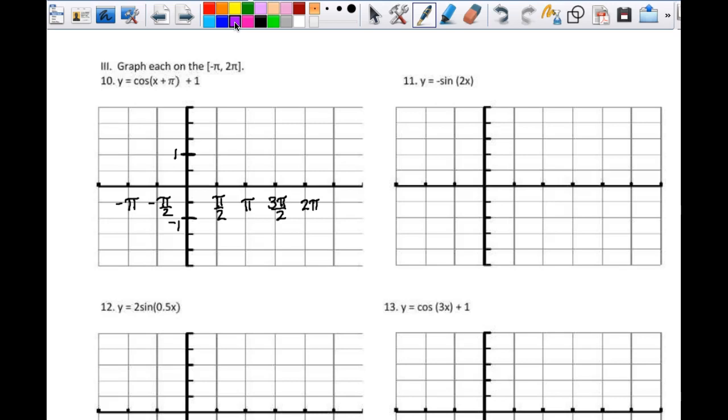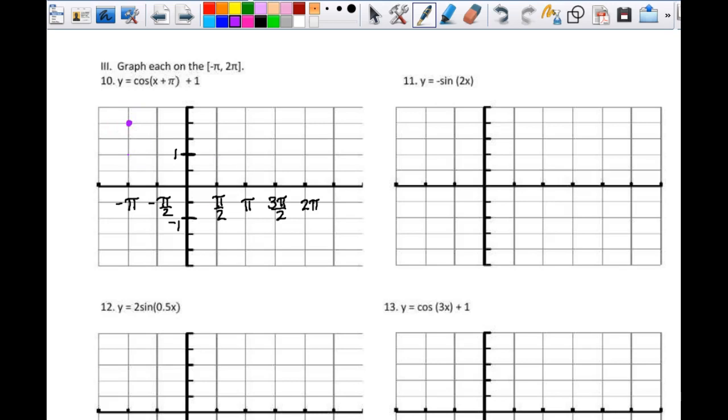But what I would have on my parent function for cosine is I would be here at 0, 1. Okay? So let's think about what happens with your x value. Well, your x value is being shifted, and this is subtraction since you see a positive pi. So we're going to shift to the left pi. So instead of here, I'm going to be way over here at pi. And then my y value is shifting up 1. So instead of at 1, we are going to be at 2.